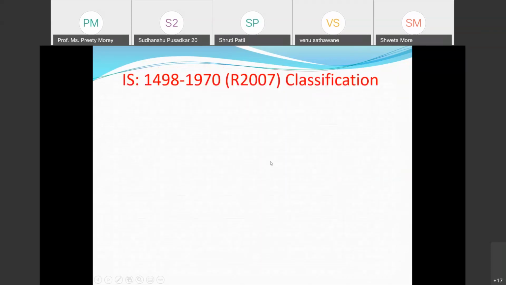On similar lines, the Indian Standard has recommended a method for classifying the soil.